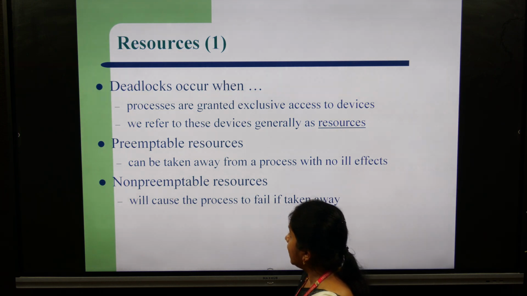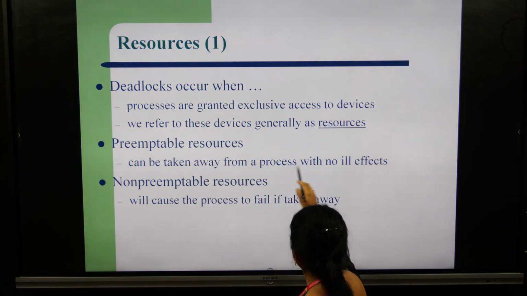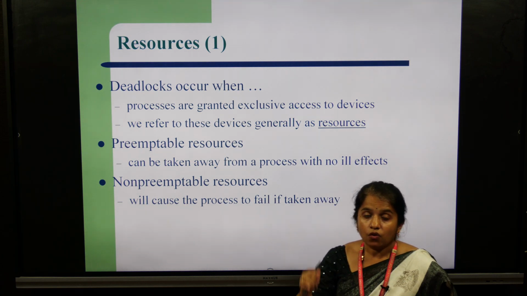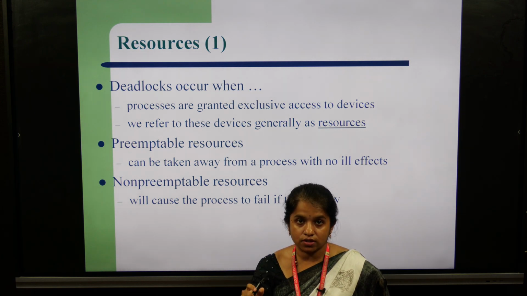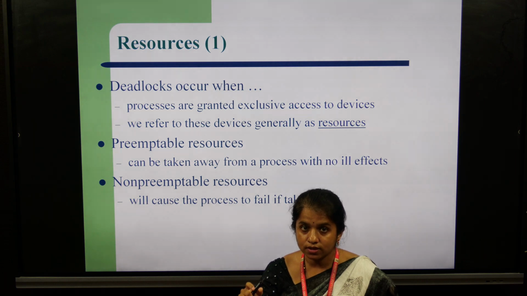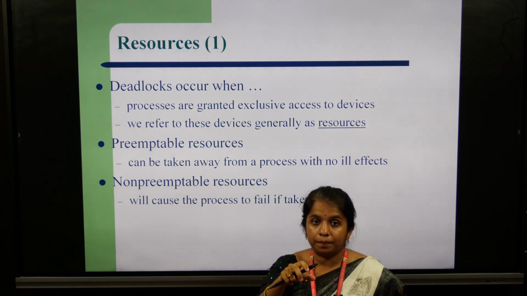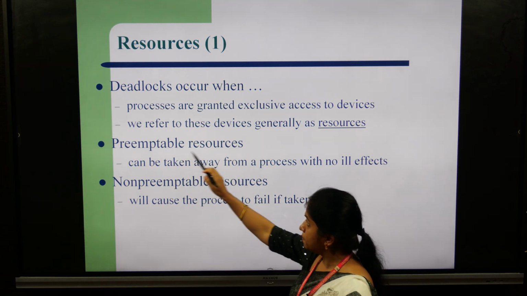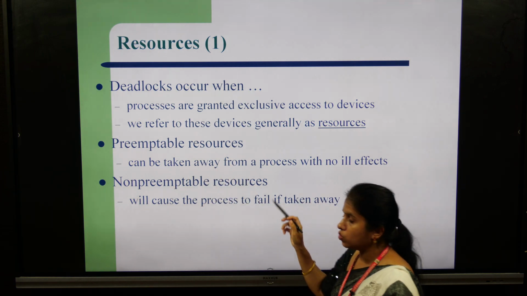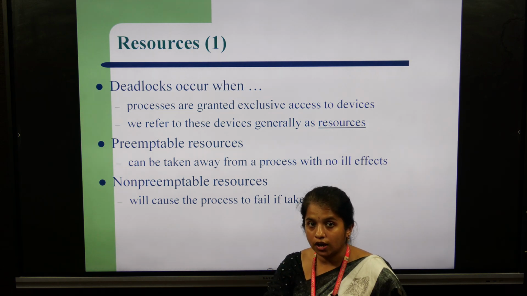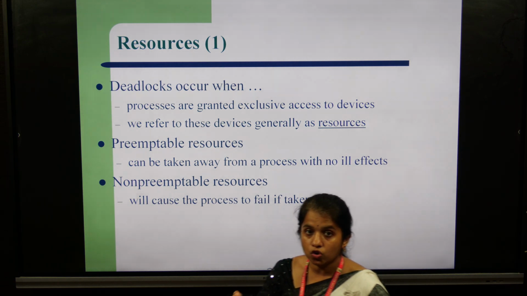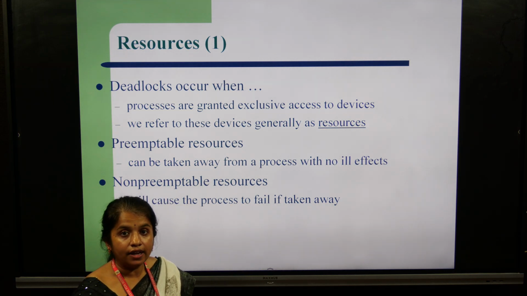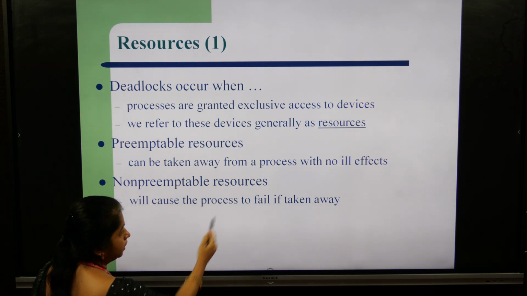Preemptible resources can be taken away from a process with no ill effects. Here, when a process is using a resource, if we remove that resource while the process is using it, then that is called a preemptible resource. Non-preemptible resources: when the process is using a resource, if the resource is taken away, then that process will fail.